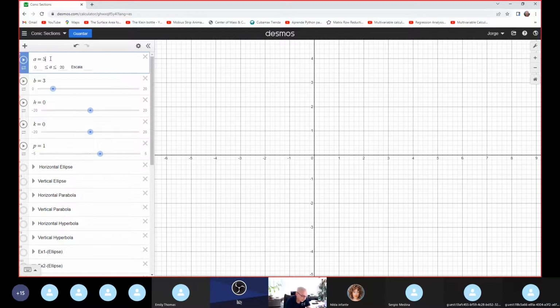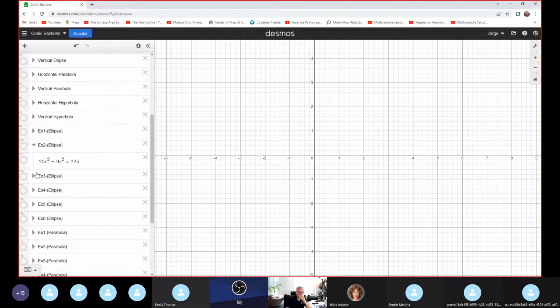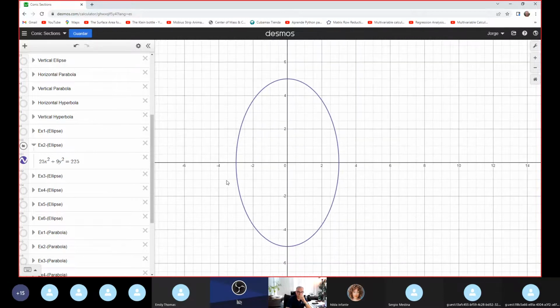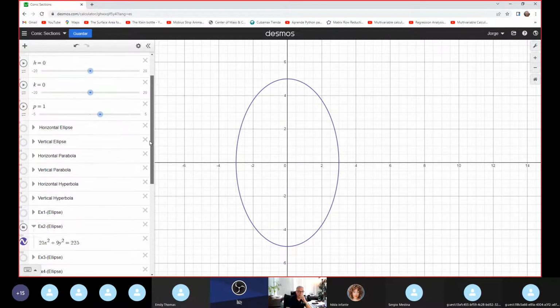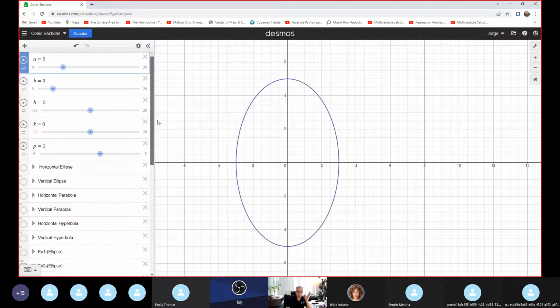And B is 3. Cool. And the center is at the origin. H and K are 0. Wait, sorry. You click here to see the ellipse. Wow, it's clear, it's very cool. However, I have no points. However, you classify it like a vertical ellipse. Bang! And you see the points.